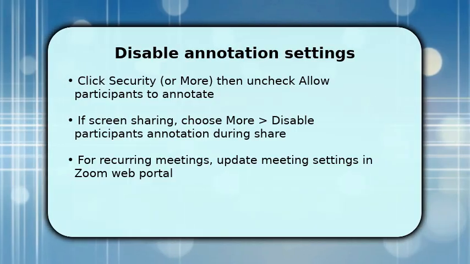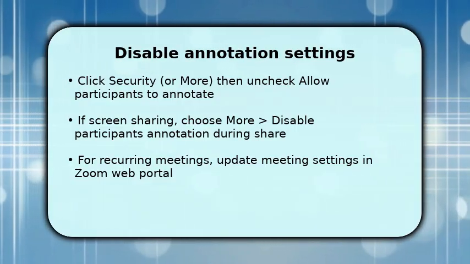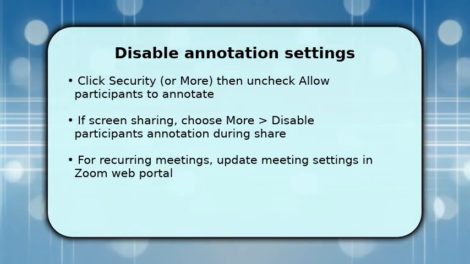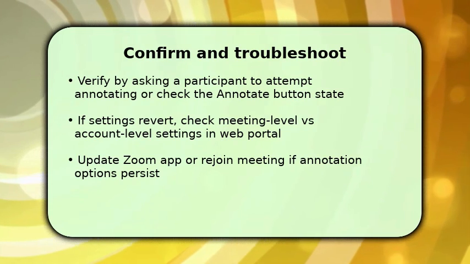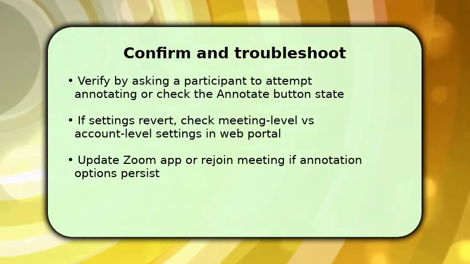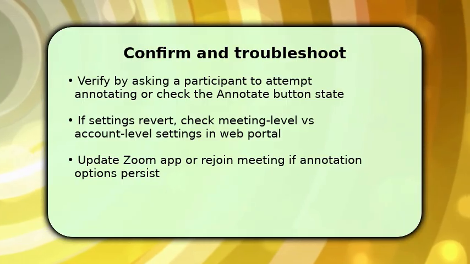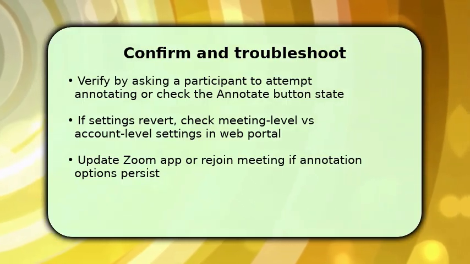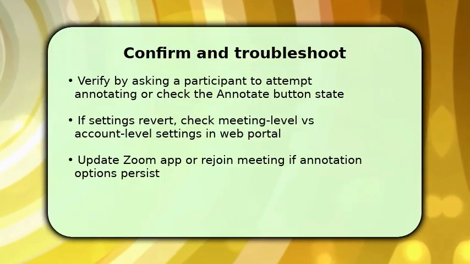Finish by confirming the change. Ask a participant to try annotating or look for the Annotate button. It should be inactive. If annotations still appear, check whether account level or meeting level settings are overriding your choice in the Zoom web portal and change them accordingly.